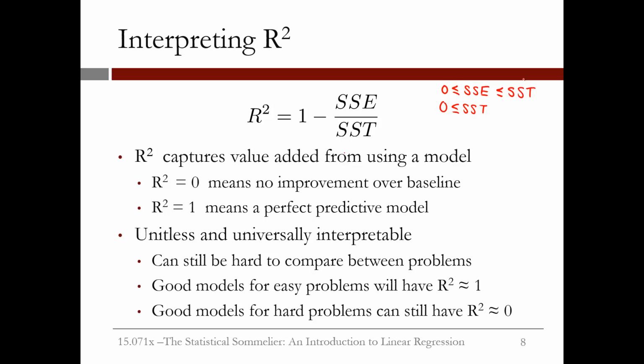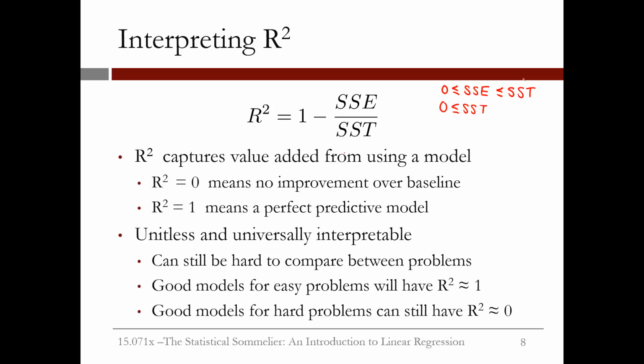So in the worst case, the sum of squared errors equals the total sum of squares, and our r squared is equal to 0. So this means no improvement over the baseline. In the best case, our linear regression model makes no errors, and the sum of squared errors is equal to 0, and then our r squared is equal to 1. So an r squared equal to 1 or close to 1 means a perfect or almost perfect predictive model.